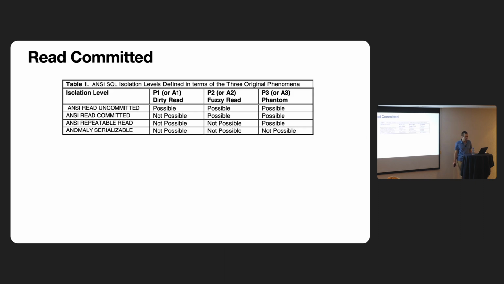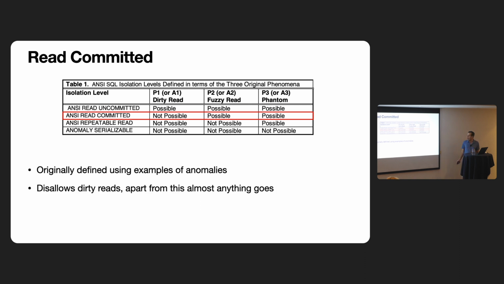And read committed was originally defined using examples of anomalies, right? And so they were saying, well, you disallow dirty reads. So reading from aborted transactions, this is really reading rubbish data. But you allow fuzzy reads, so it's the same as non-repeatable read. You allow phantoms, right? So all kinds of crazy stuff. And it was originally defined using examples of anomalies in SQL.